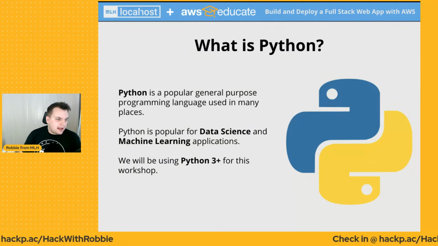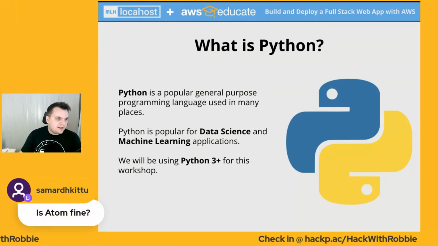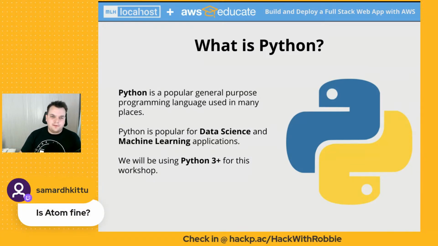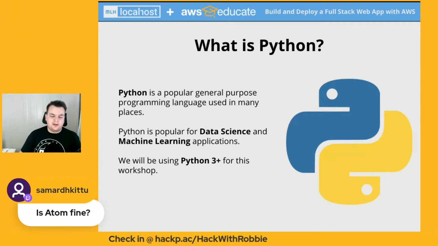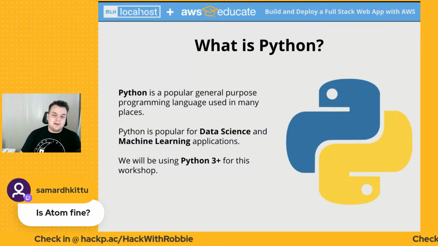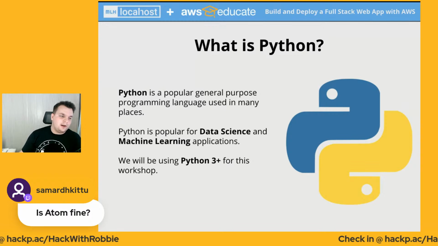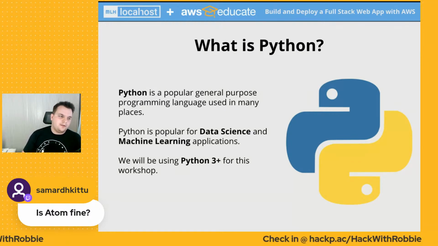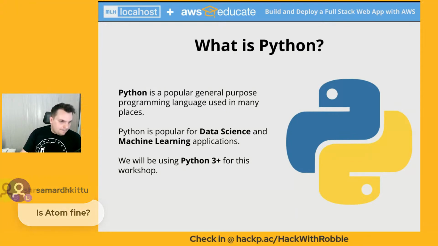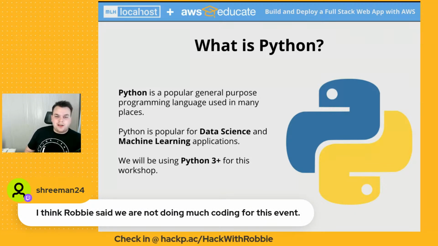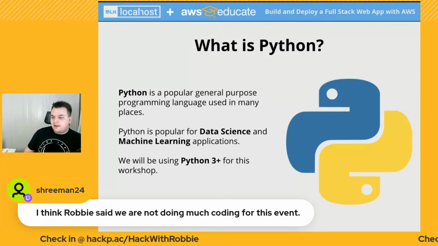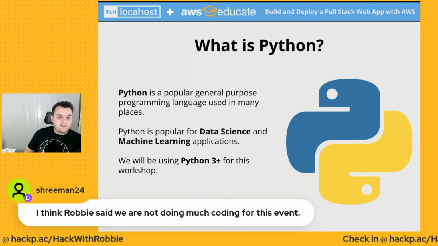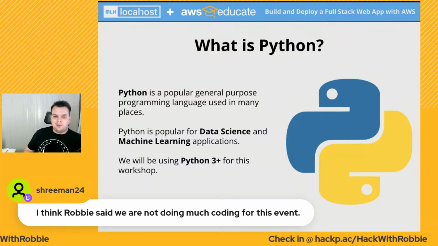Let's see, how is the chat doing? A couple of questions. Is Atom fine? Yes, you can use Atom instead of VS Code. You can use Brackets. You can use Nano, Vim, VI, Emacs, whatever floats your boat. Just please not Microsoft Word. Exactly. We're actually not doing a huge amount of coding in this event. We'll be focusing more on taking someone else's code, which is the best way to do it, and then deploying that.